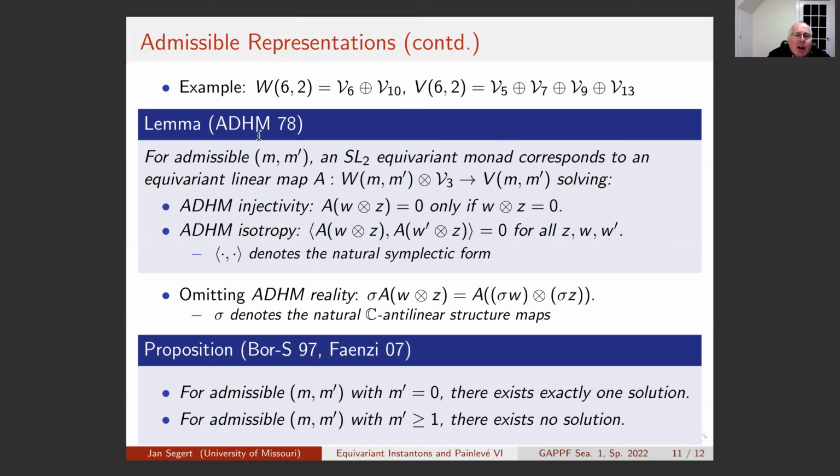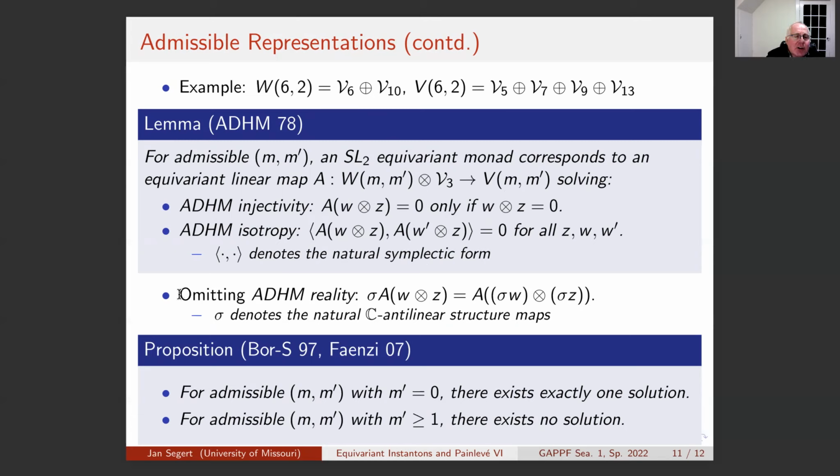And then we go back to 1978 ADHM, and they tell us what conditions maps between them have to satisfy. Since we're looking at SL2C equivariant instantons, all these maps have to be SL2C equivariant maps between representations of SL2. We already figured out the various possible representations of SL2. They have to satisfy these conditions. So it's essentially linear algebra or quadratic algebra, because you have quadratic conditions on linear maps.